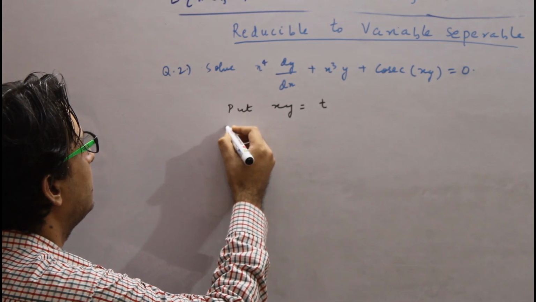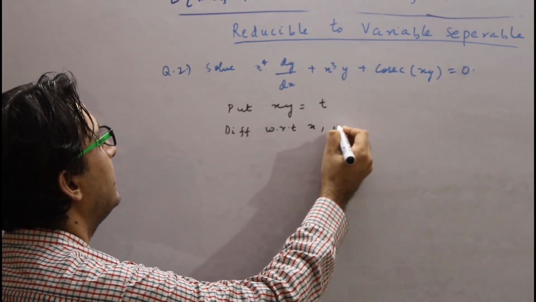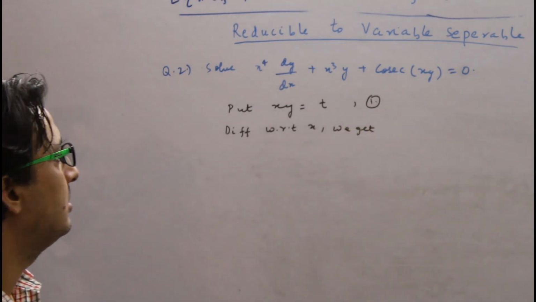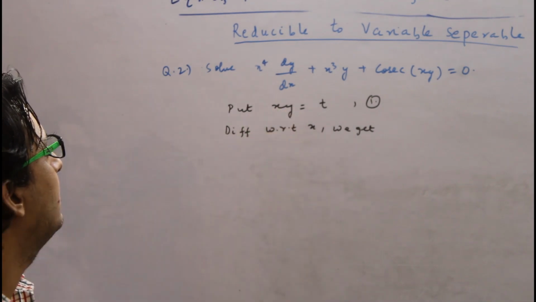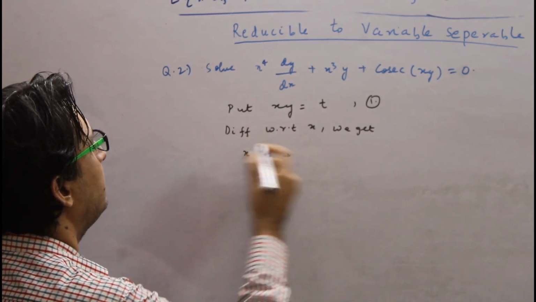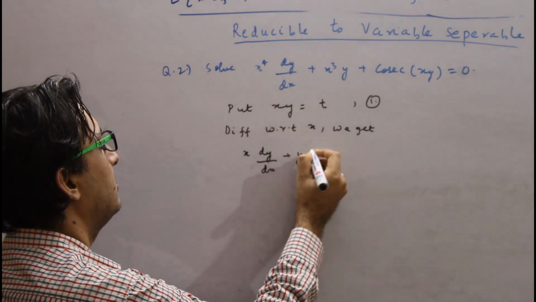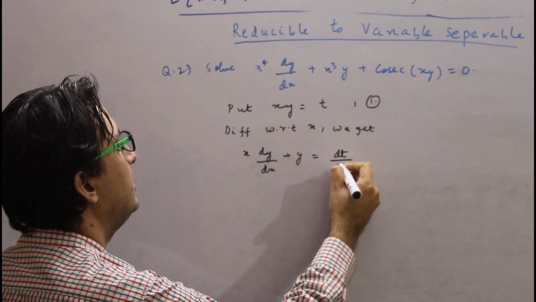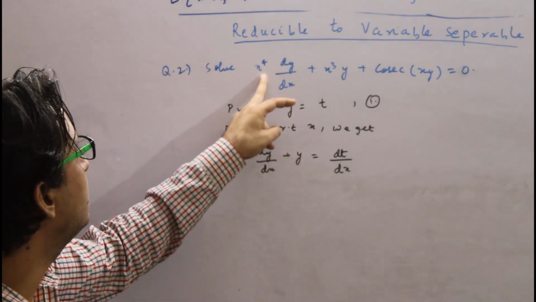So this becomes, we get, if we call this equation 1, we can keep x constant and differentiate y, so we can write x dy by dx. Now I am going to keep y constant and differentiate with respect to x. So dx by dx is 1 and here dt by dx. So we will put it into this original equation.